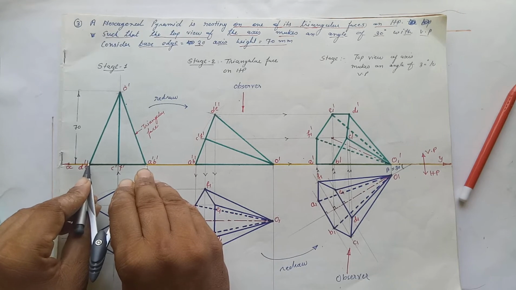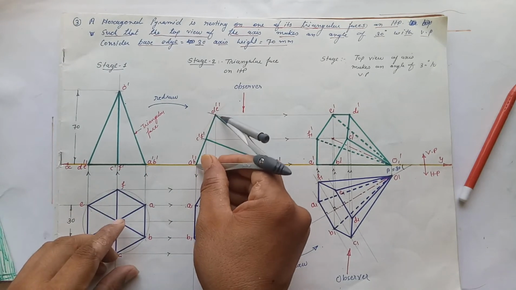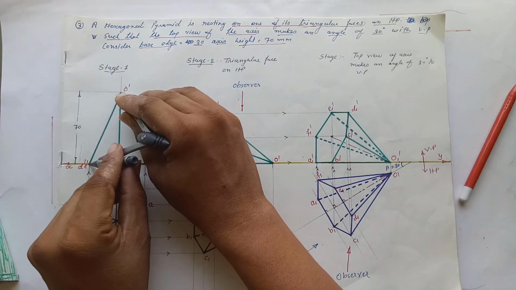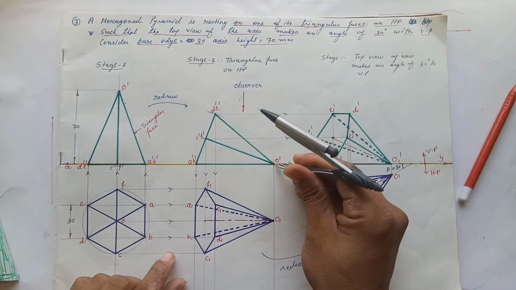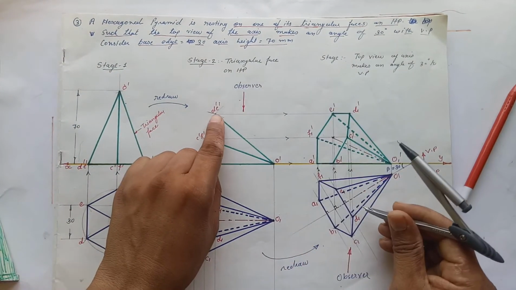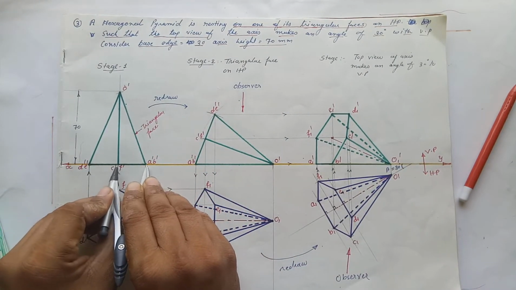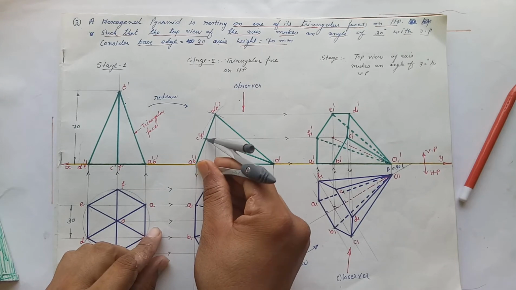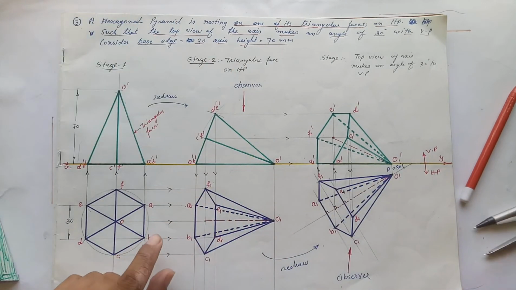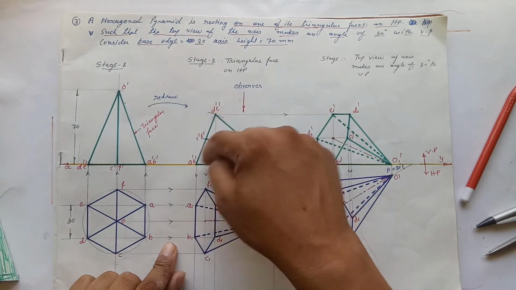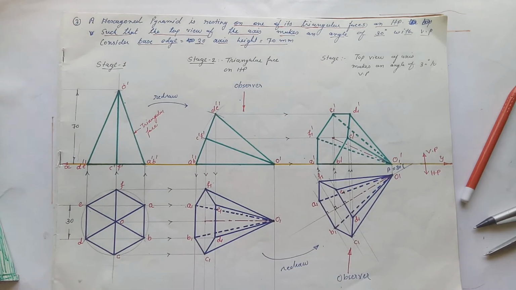Now after marking o dash, a dash, b dash, copy this figure. Take a dash b dash to d dash, give an arc, and from o dash, b dash to d dash e dash, mark the point d dash e dash. Measure a dash to c dash f dash, mark the point c dash f dash, and copy this figure over here by marking the points o dash, a dash, b dash, c dash f dash, d dash e dash.